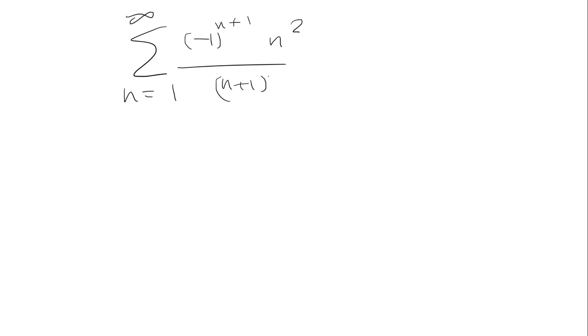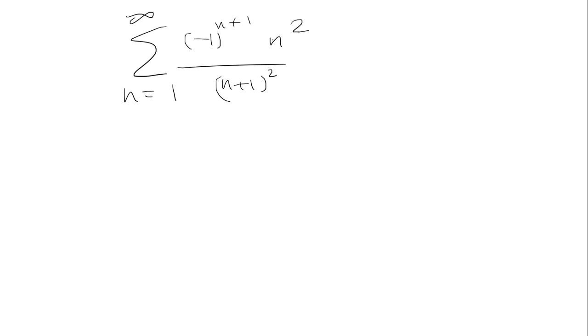Determine whether the series converges conditionally or absolutely or diverges. So let's look at the first example. We have the sum from n equals 1 to infinity, negative 1 to the n plus 1 times n squared over n plus 1 squared. For this one, I'm going to take the limit first.